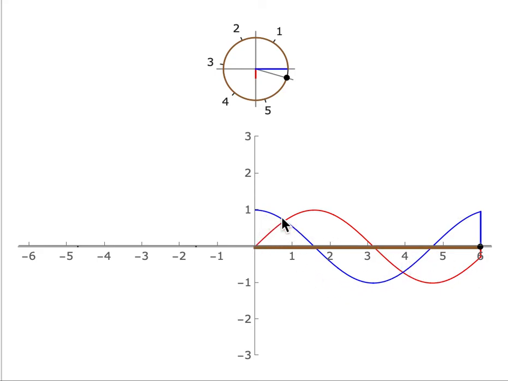They are the same shape. It's just that the blue curve is the sine curve shifted 90 degrees. Okay, so I've just mentioned that shift. I'll put that in the text.